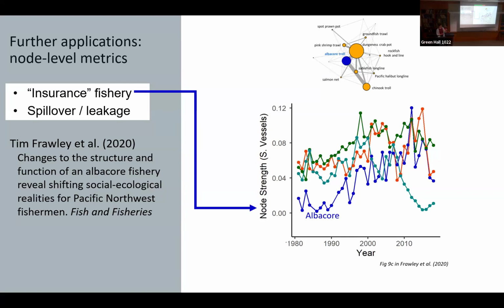And that is showing how the albacore fishery is becoming an increasingly important component of a diverse portfolio for small and medium-sized fishing vessels on the West Coast. And Tim ended up combining this network analysis with some other economic indices to document the role of the fishery as an insurance policy for periods of time when other fisheries in the portfolio were closed.